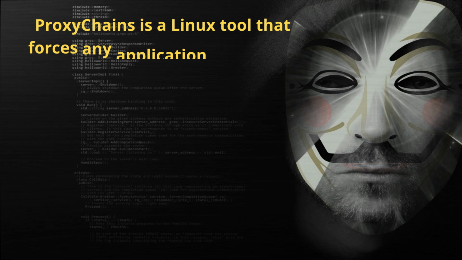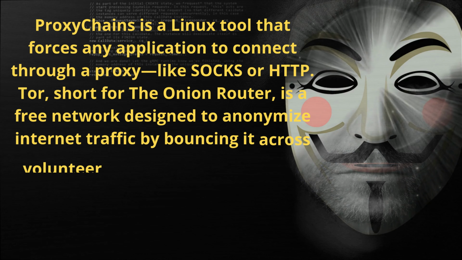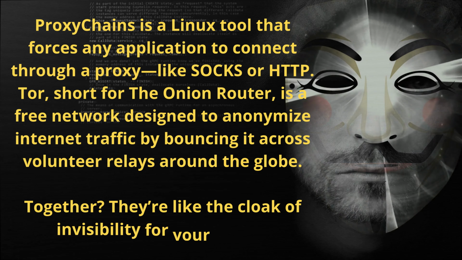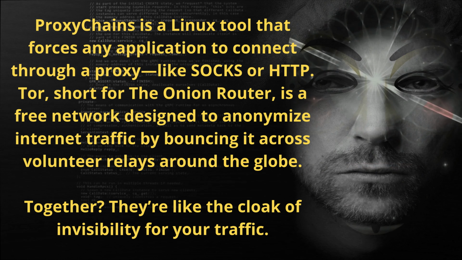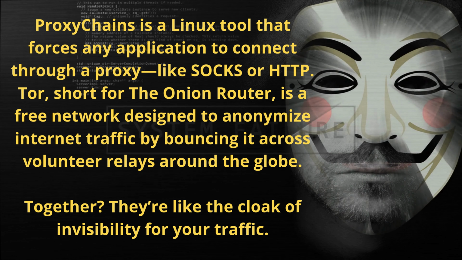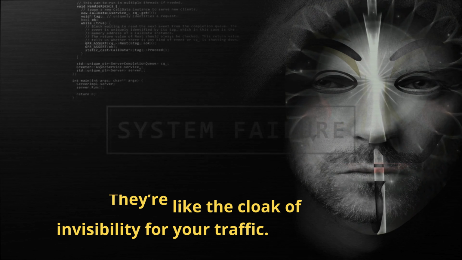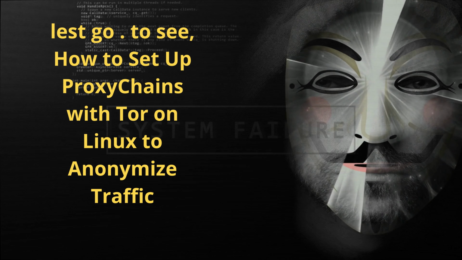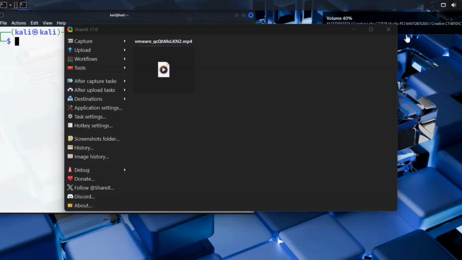ProxyChains is a Linux tool that forces any application to connect through a proxy, like SOCKS or HTTP. Tor, short for The Onion Router, is a free network designed to anonymize internet traffic by bouncing it across volunteer relays around the globe. Together, they're like a cloak of invisibility for your traffic. Let's see how to set up ProxyChains with Tor on Linux to anonymize traffic.